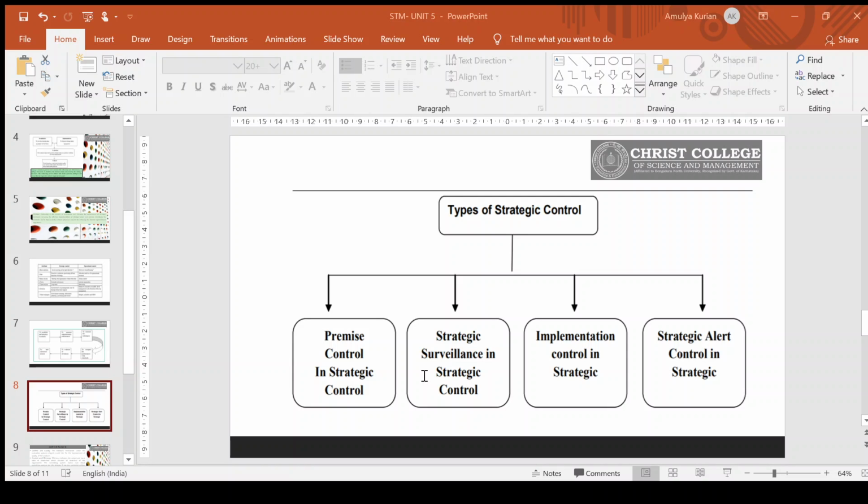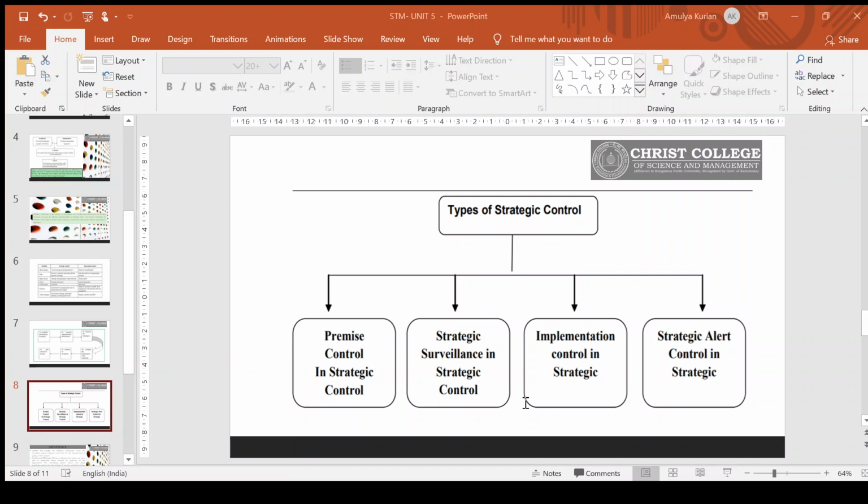Next one is implementation control in strategic control. That means implementation control strategies are applied when the events are being started. Once we start the event, the control which we will be using is implementation control. There are two types. One is strategic thrust, the other one is milestone reviews.